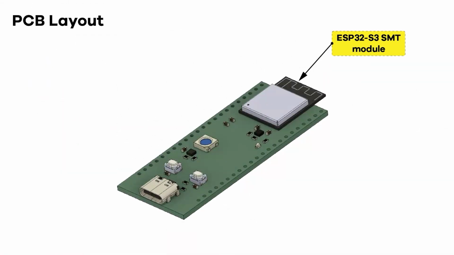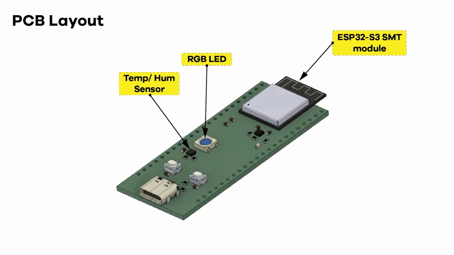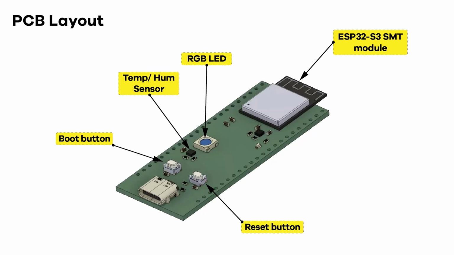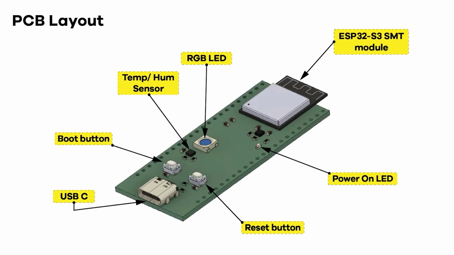It includes an ESP32 wireless microcontroller module, an RGB LED, a temperature humidity sensor, 2 buttons. One is a boot button, one is a reset button, and then it includes a power on LED. And then finally, there's a USB-C port for programming and for power.